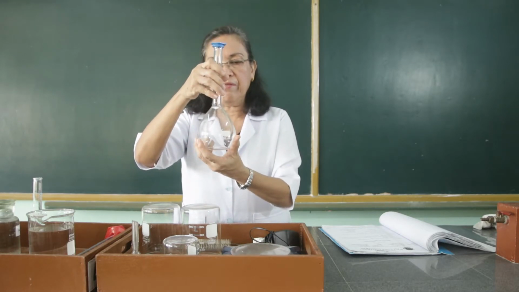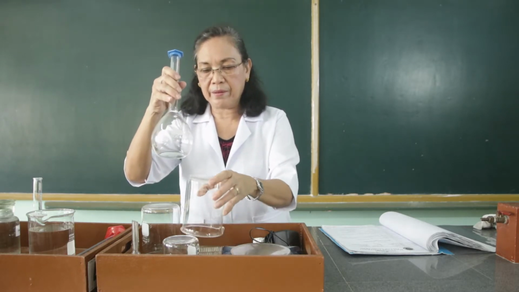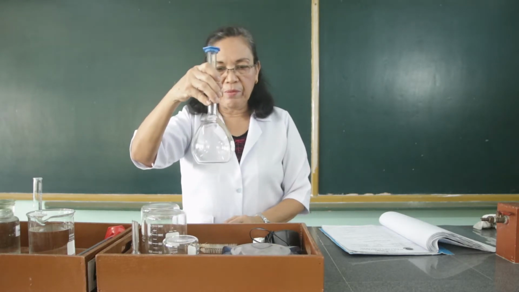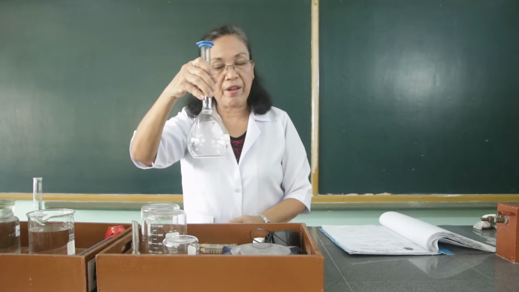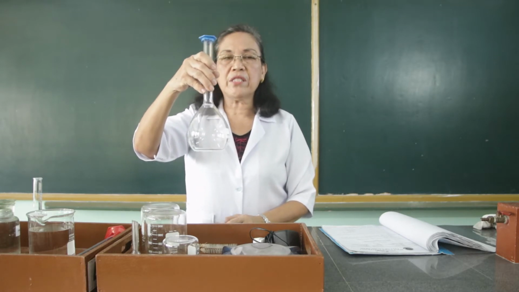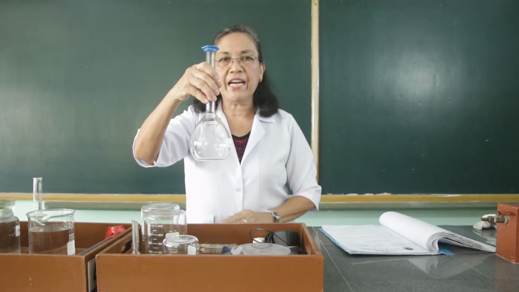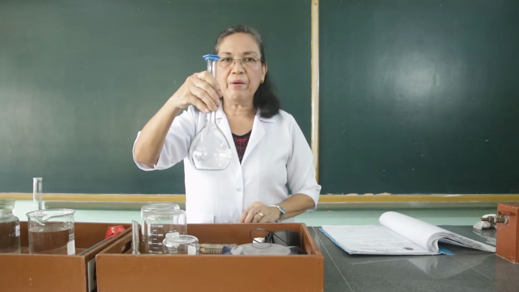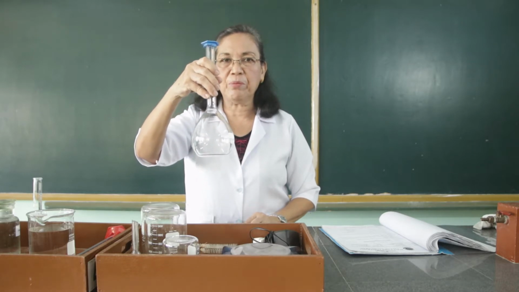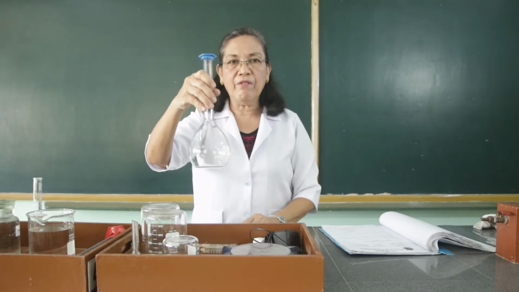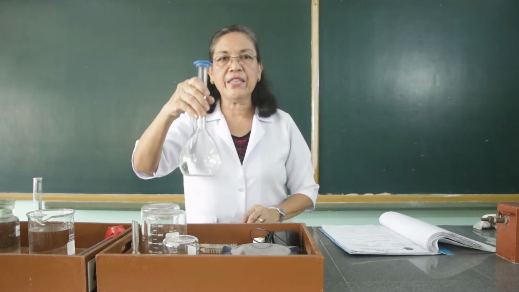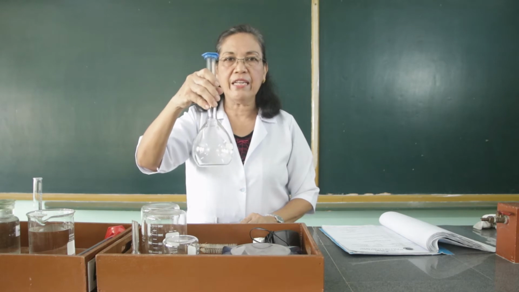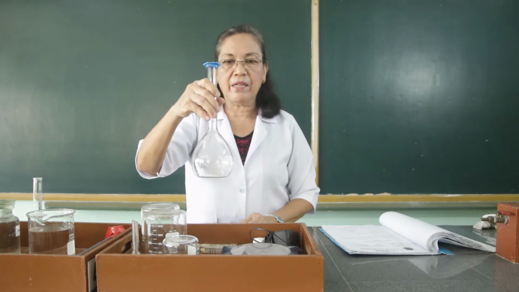I am using here the volumetric flask. Into this, we're going to put the volume of the water that will constitute to 500 ml. Now, because the 500 ml will be deducted by 4.2 ml of the acid, the remaining volume of the water that we're going to place into this will be 495.8 ml. So I will be measuring 495.8 ml of water.